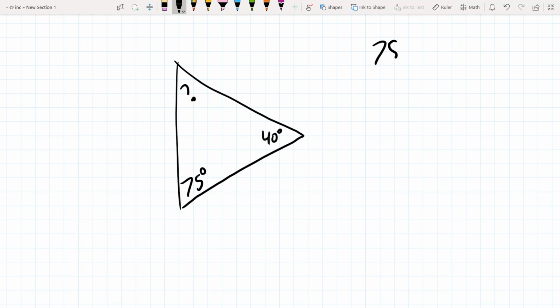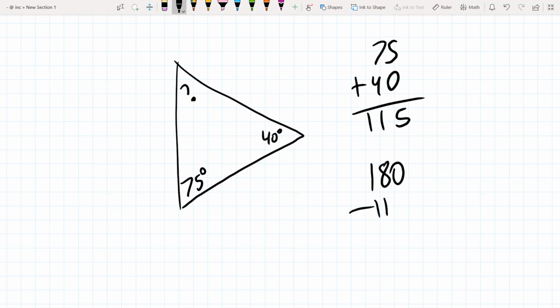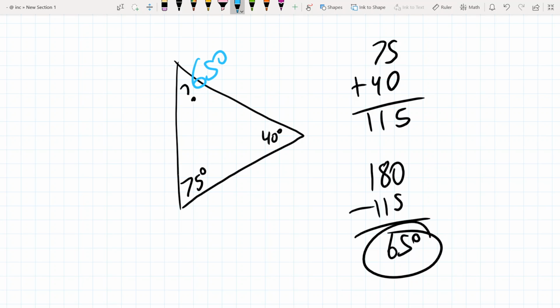So what's 75 plus 40? That's going to be 115. And if the 3 add up to 180, what's 180 minus 115? That's 65. Therefore, that angle right there must be 65. This is kind of the key idea for you to get to some of the problems that we're about to look at.